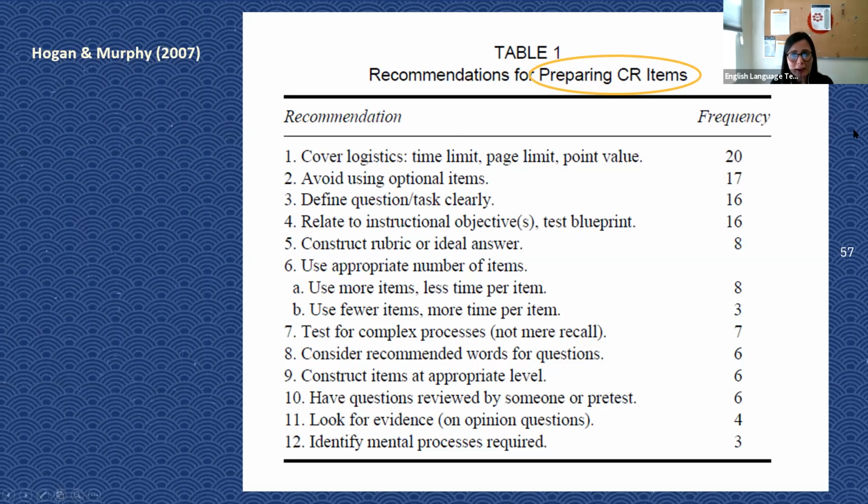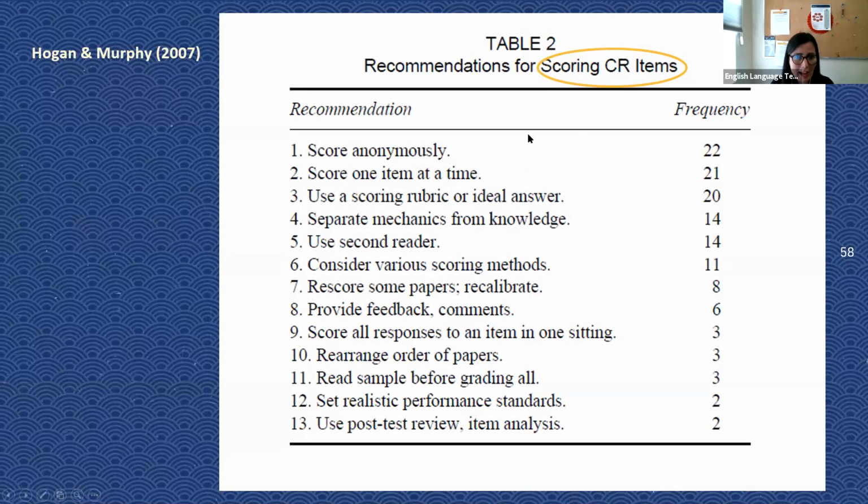And so this is for preparing, and they also have recommendations for scoring items, right? Score anonymously, score 1 item at a time. Do you do that when you're giving open-ended questions? Do you score 1 item per test, and then you go back and score the second item, right? That's what they suggest in 21 out of 25, right? Anonymously, you can do that, especially now that a lot of it is delivered online. You can download and then erase their names. But if they're actually writing to you, I know my students' handwriting, so it's never anonymous because I know who wrote what, right?